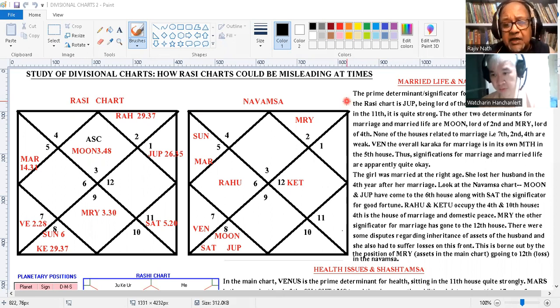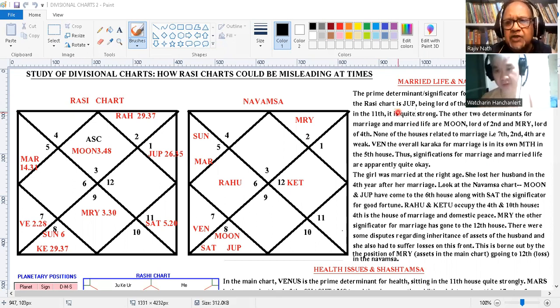we have not yet studied what the prime determinants for marriage are, or for that matter, we have not started topic-wise predictions like marriage and profession, etc. But anyway, since you know the concept, I can explain to you. The prime determinant or significator for husband and marriage in the Rashi chart is Jupiter.